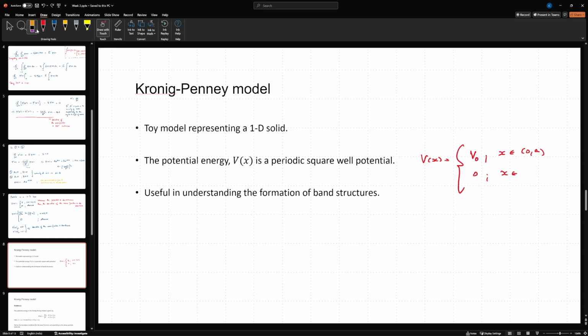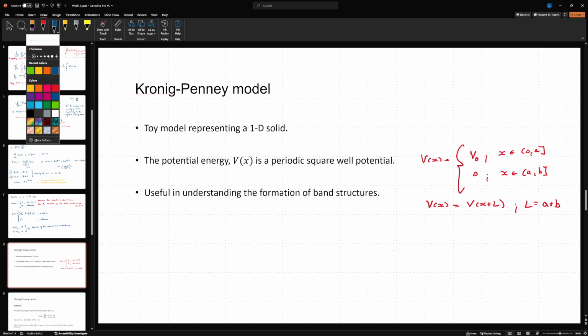I think I will close this part, and I will say a to b, and with another condition, V of x is equal to V of x plus L, where L is given to be a plus b. So how does such a potential look like? Such a potential looks like, yes, now I will do the sensible thing and draw a thin axis.